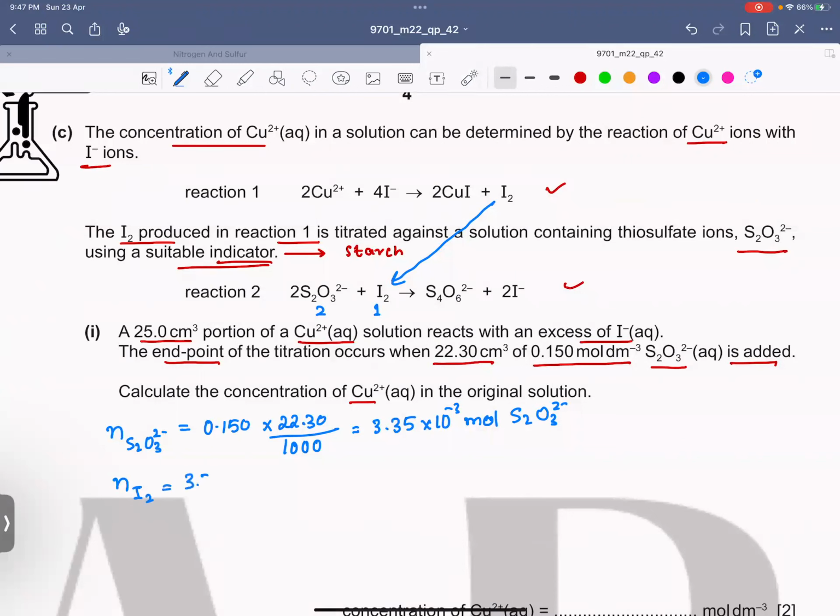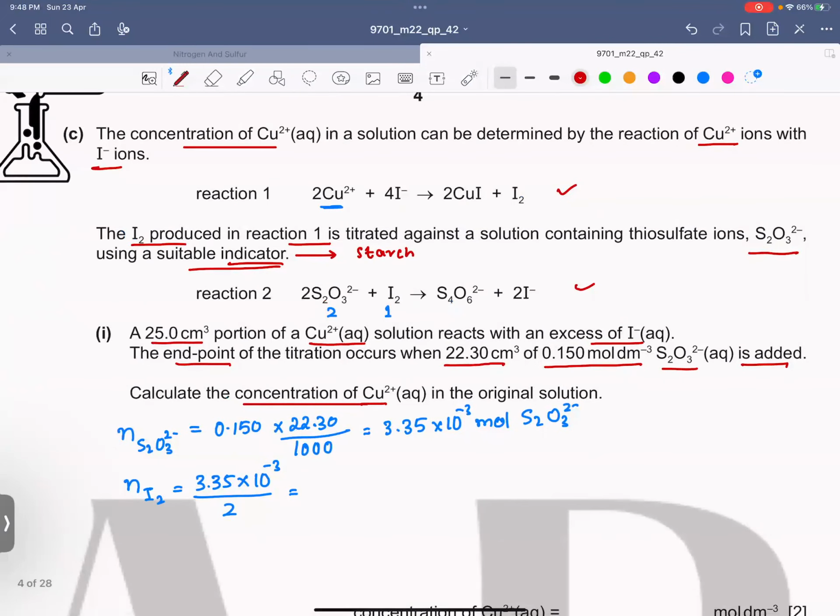That must be equal to 3.35 times 10 to the power minus 3 divided by 2. Can anybody tell me the answer? Wait, Rimsha. Yes, we are dividing because we have to find the moles of copper. Why do we have to find the moles of copper? Because we have to find the concentration of copper. So first you would divide, then you will get the moles of iodine, and that iodine, if you take the ratio over here, that is again 2:1. I just want to show the working to everyone, so there would be no confusion.